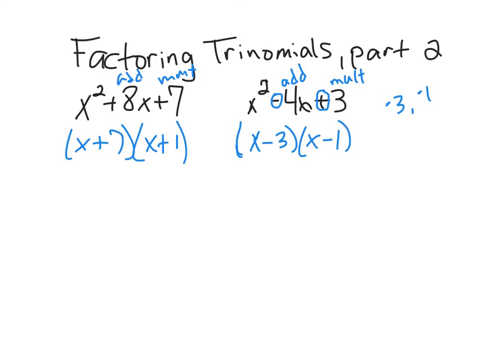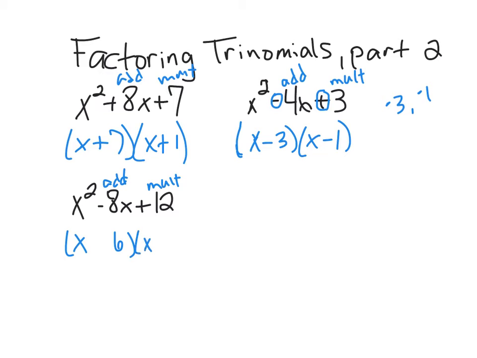Okay, let's look at another one like that: x squared minus 8x plus 12. I need two numbers that multiply to be 12 but add to give me 8. Those numbers will be 6 and 2. But because of the signs that I have, I need them both to be negative, because negative 6 plus negative 2 gives me negative 8, and negative 6 times negative 2 gives me a positive 12.